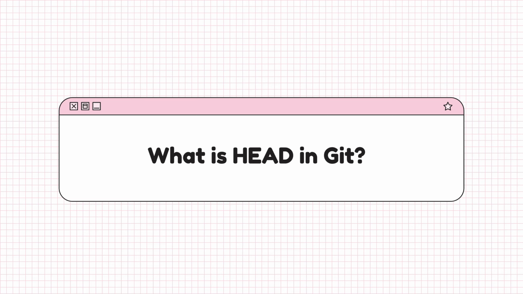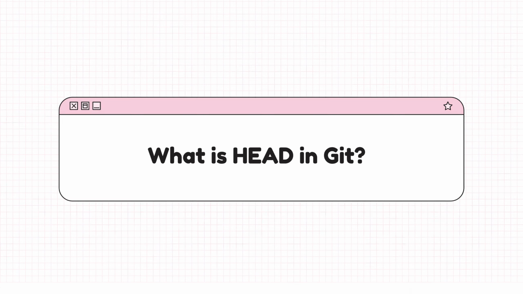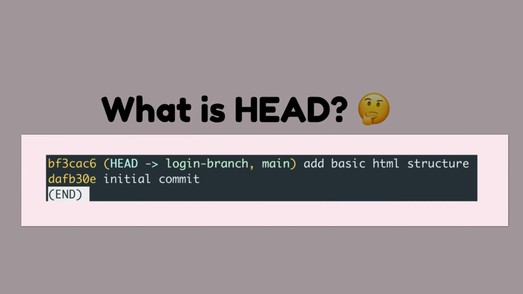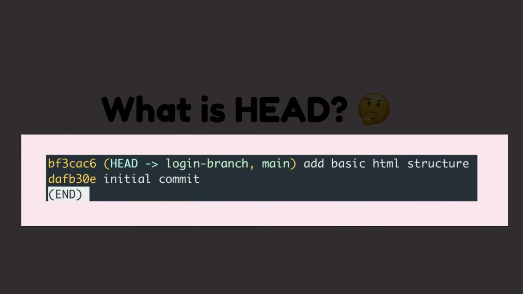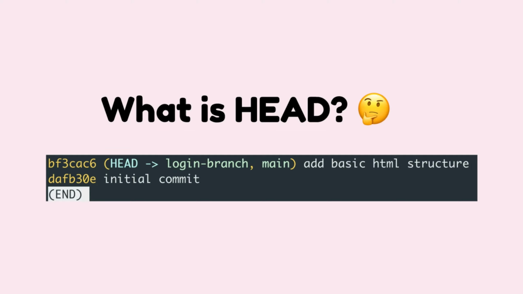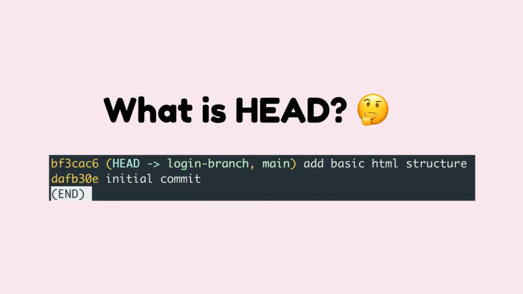In this video, I'll quickly explain what HEAD is in Git. Now, if you remember from my last video, when I ran the command to view all my commits, the word HEAD was found just before the commit message. In this screenshot here, HEAD seems to be pointing to the login branch.